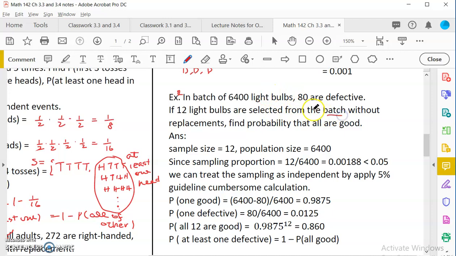This batch is your sample. You're selecting some, you're selecting 12. So this would be your sample. But the 6,400 is your population because you're picking from that, right?